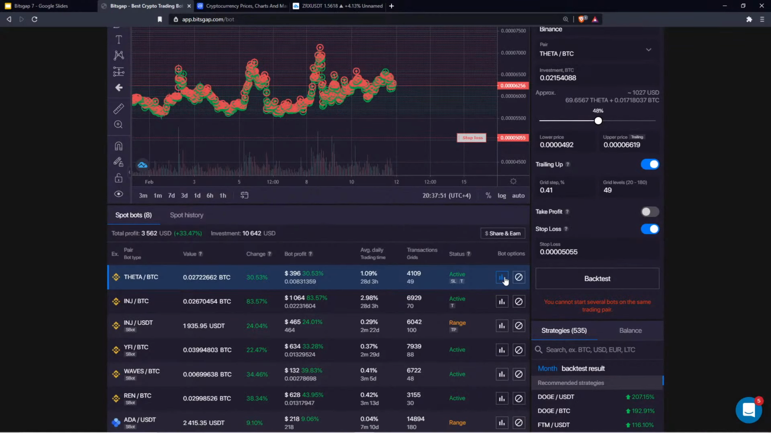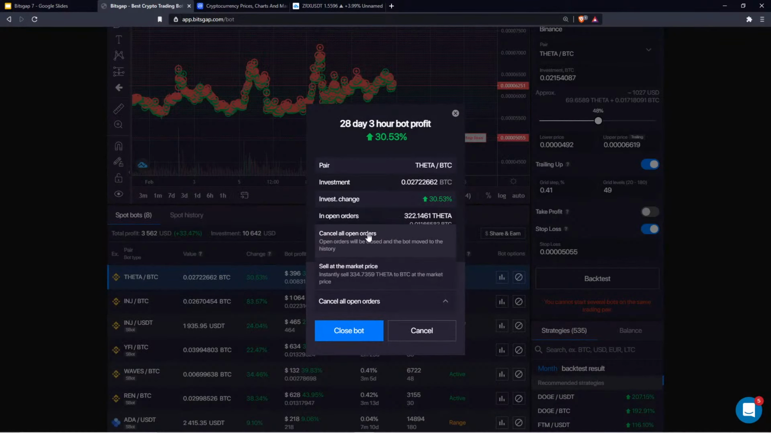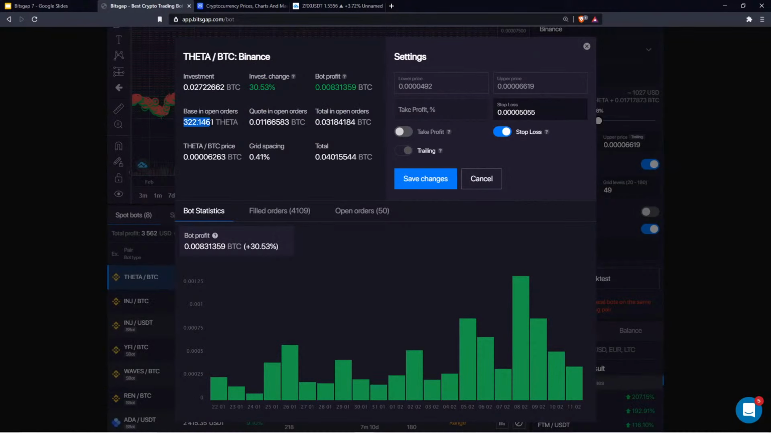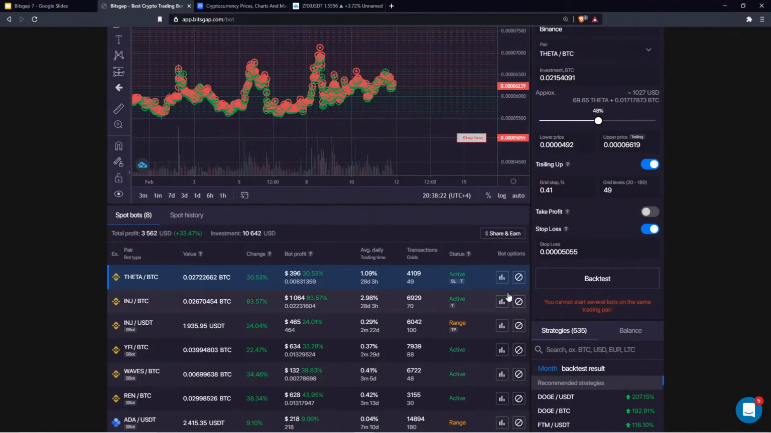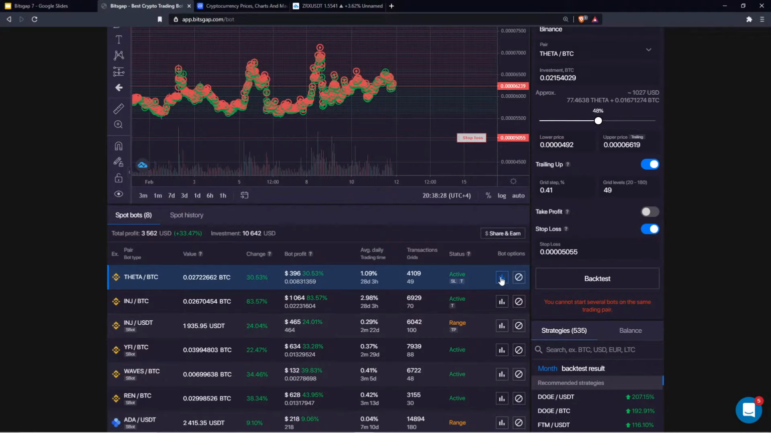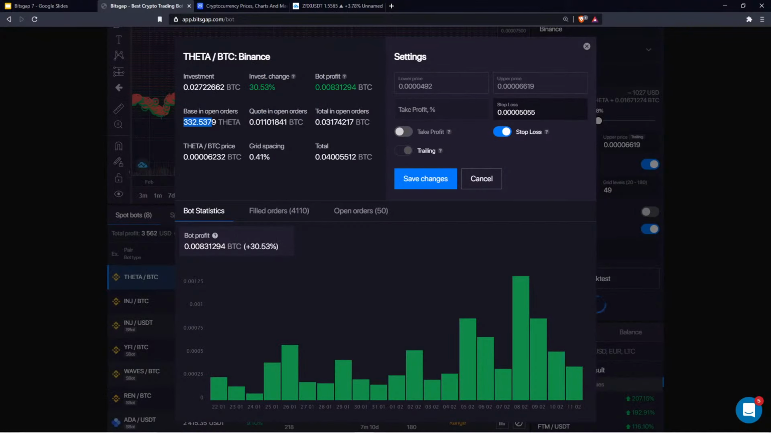Another exit strategy that we have is this one. It just cancels all of your open orders. So if you no longer want the bot to execute trades, then you can cancel all open orders. By canceling all of the open orders, you do not get rid of your base currency, so it stays on your balance. For example, Theta trading to Bitcoin, the one I have, you see I have 322 Thetas. If I close this bot with cancel all open orders, then it will halt trading, but the amount of base currency is going to stay on my balance.